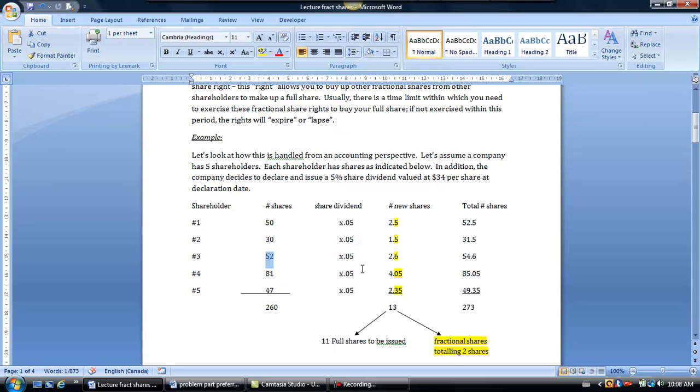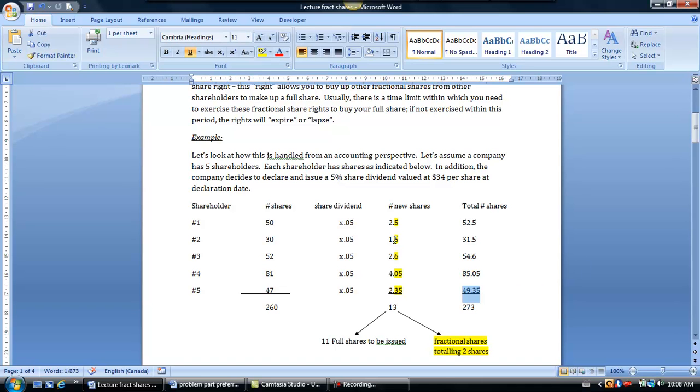Another shareholder has 52 shares. When we multiply that by 0.05, this shareholder is going to have 2.6 new shares, or 54.6 shares. Somebody who has 81 shares is going to have 4.05 more shares, to have 85.05 shares. And the last shareholder, with 47 shares times 0.05, gets an extra 2.35 shares, meaning his or her total shareholdings will be 49.35.